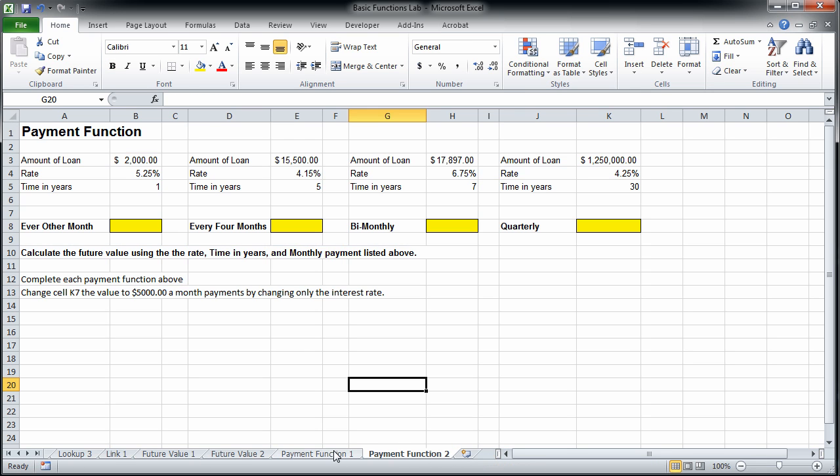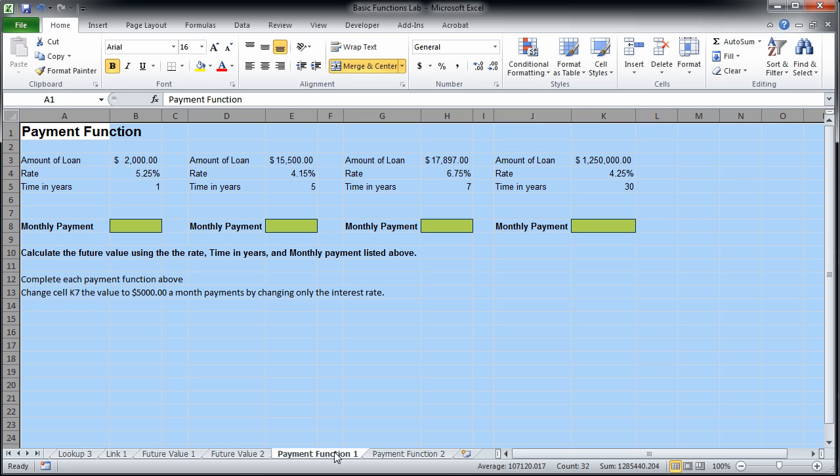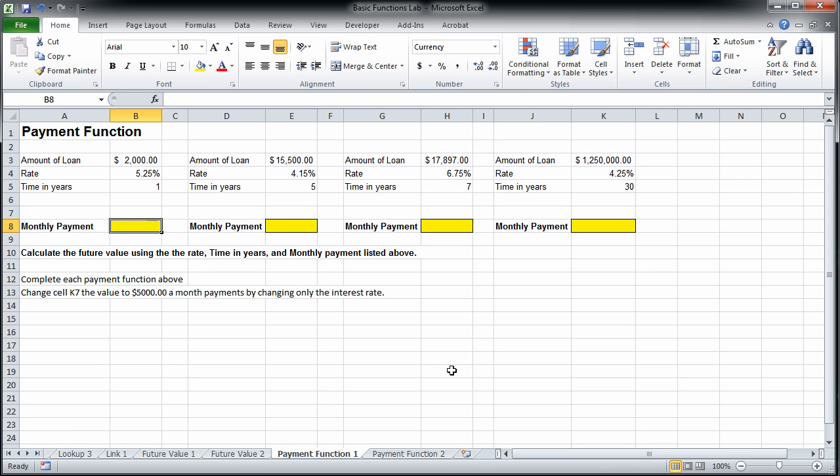So let's go ahead and do payment functions. A payment function is just like figuring out how much I'm going to buy a car for, how much I might buy a house for, etc. Okay? So in this case, I've got this short-term loan. I'm going to borrow $2,000 at a rate of 5.25% for 1 year. So if I'm going to borrow it, I then have to repay it. I'm going to make monthly payments in this case.